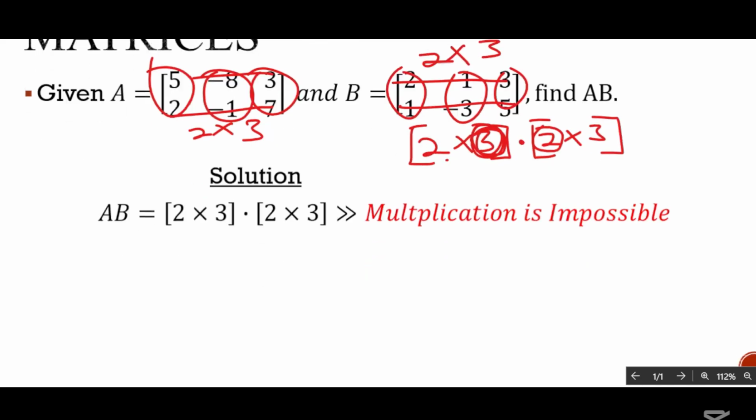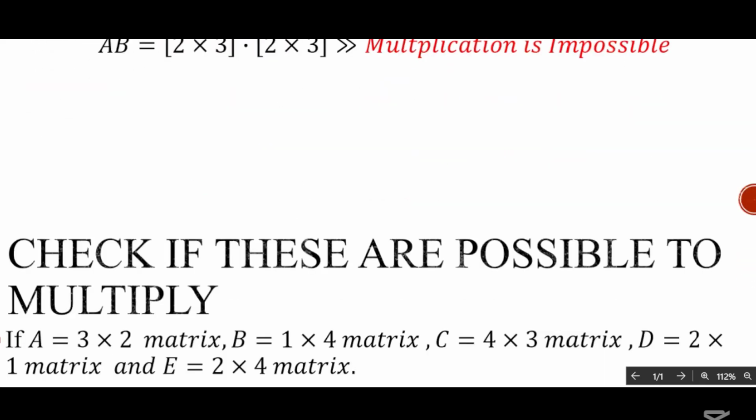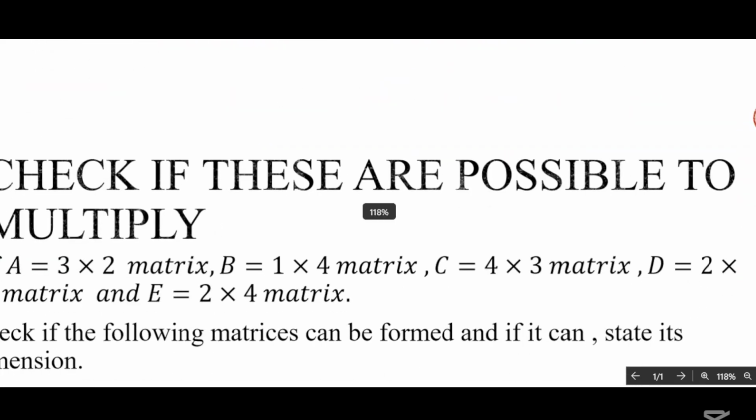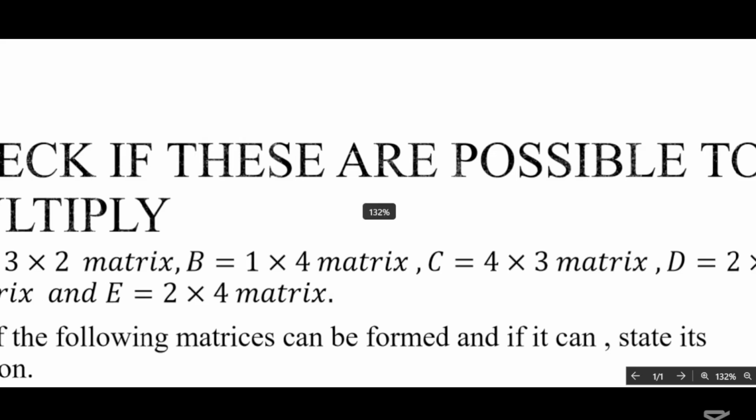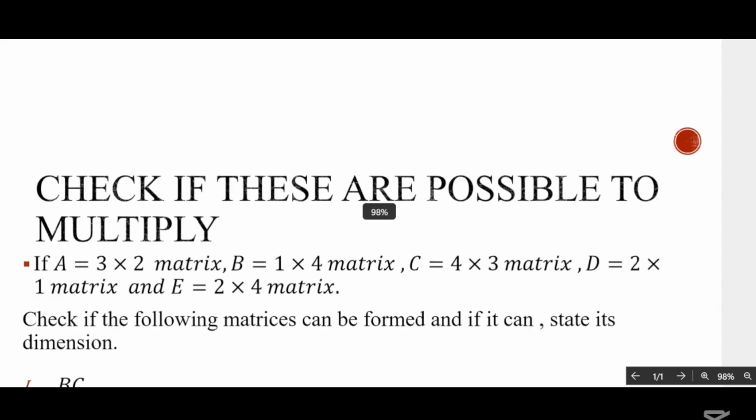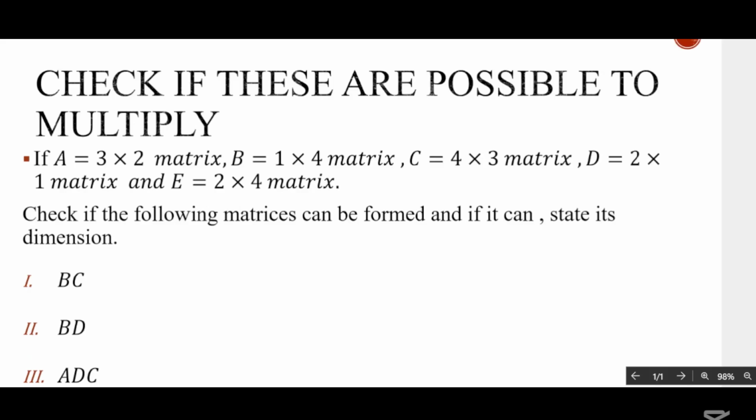So now let's go to the next one. We have to check whether these are possible to be multiplied or not. Now let's check this one. We have A to be 3 by 2 matrix, B to be 1 by 4 matrix, C to be 4 by 3 matrix, and then D to be 2 by 1 matrix, and E to be 2 by 4 matrix.